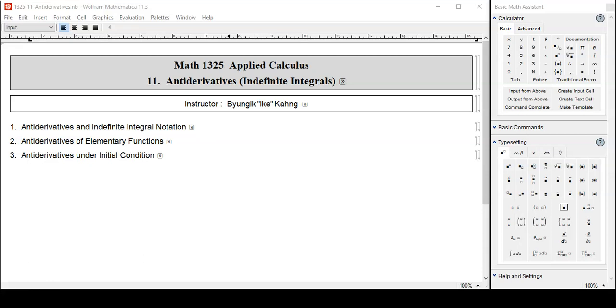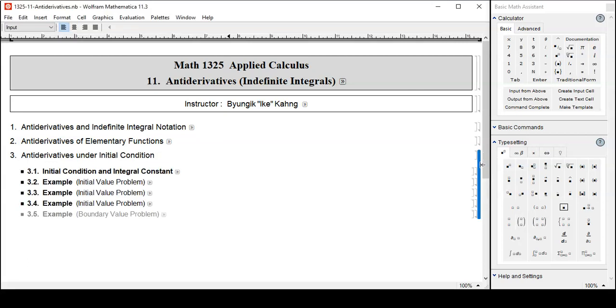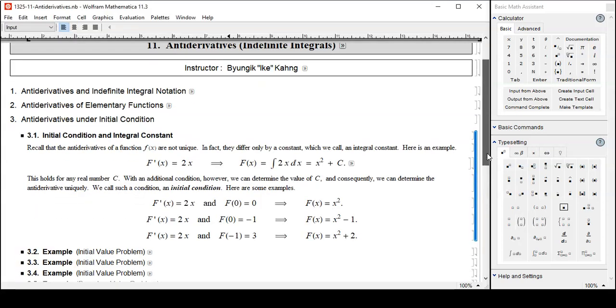Hello students, welcome back. The final topic for lesson 11 revolves around the integral constant plus c. How to deal with it. Here's a motivation example problem.